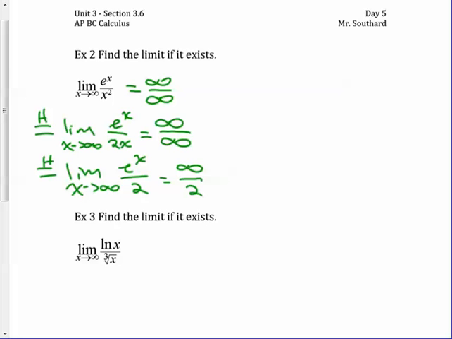And now I get infinity over 2, which is infinity. Therefore, the limit does not exist. Remember, we said if the limit is infinity, positive or negative, then the limit is said to not exist. It does not exist as a good answer. In fact, it's the answer I prefer.